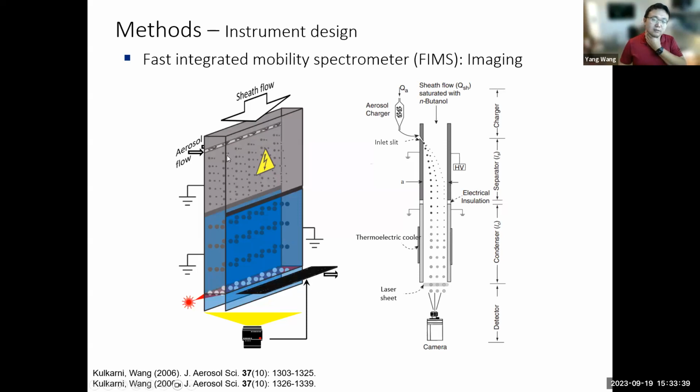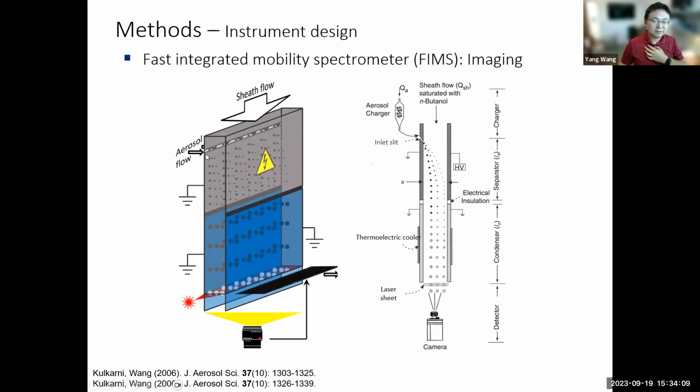You can see the FIMS is treated as two parallel plates. If you consider the DMA, there are two concentric cylinders, right? If you consider the surfaces of these two electrodes, they are parallel to each other, right? It's the same for the FIMS. They use a parallel plate DMA, where one electrode is connected to the ground and the other electrode is connected to high voltage. Then you introduce the bipolar charged aerosols into the gap, right?